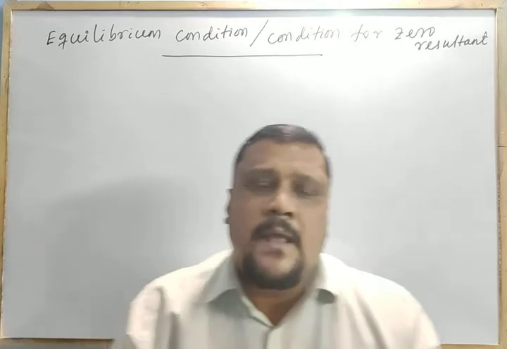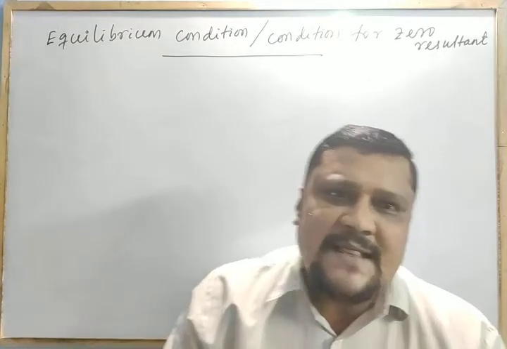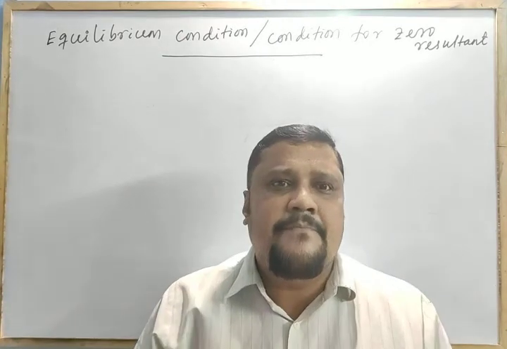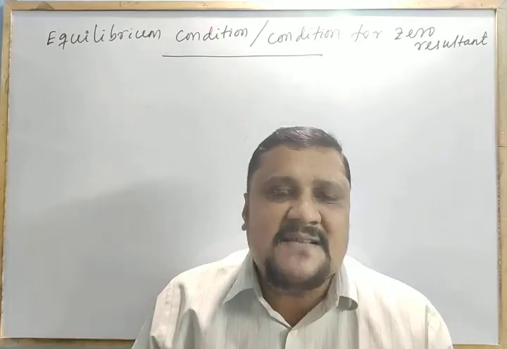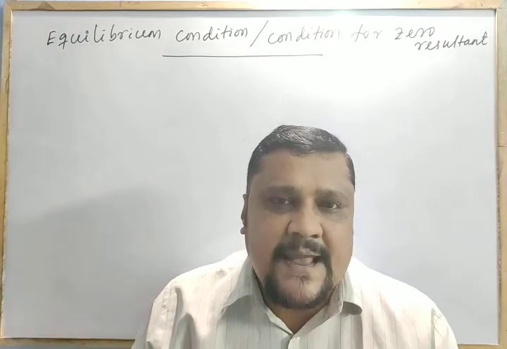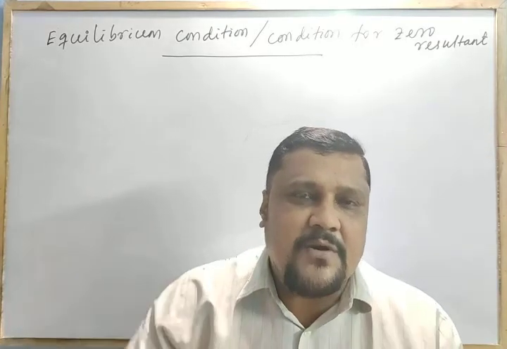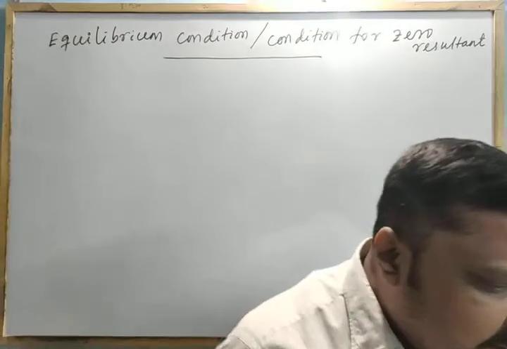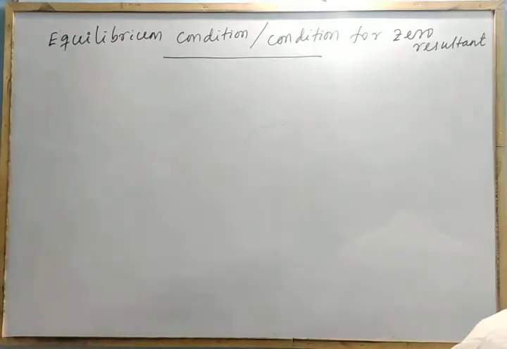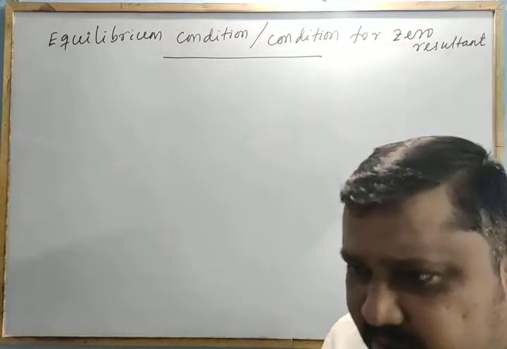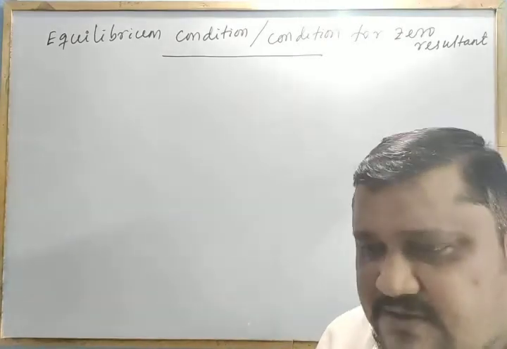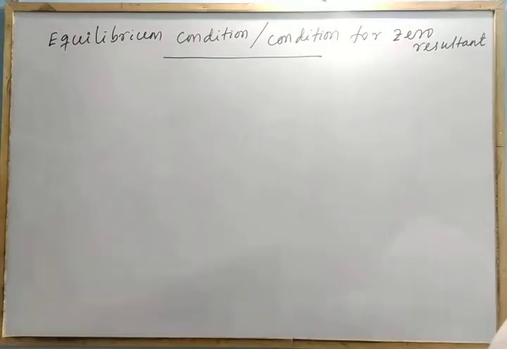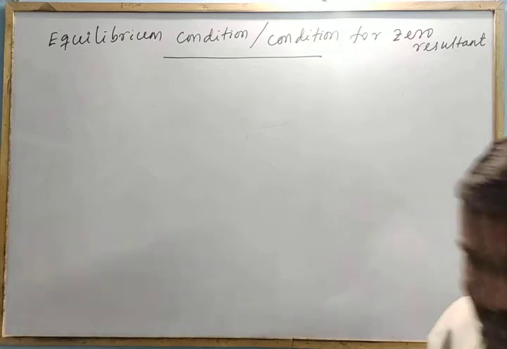Similarly, if more than three vectors are acting on a body and are represented by the sides of a polygon taken in the same order, then the resultant is zero. That we have already discussed.